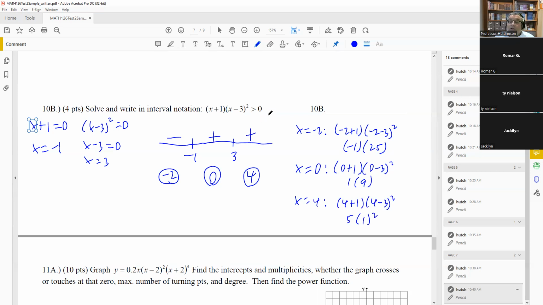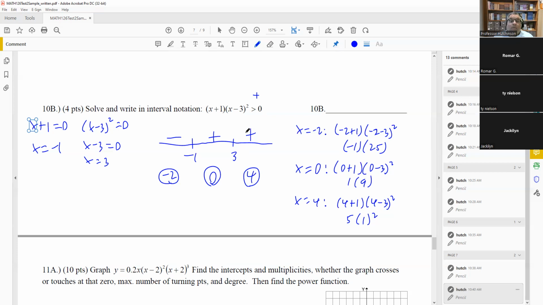Now for this, we have greater than 0. If it's greater than 0, we look for positives. If it's less than 0, we have to look for negatives. But greater than 0 means we're going to look for positives here. Now we have to be careful of whether we include the number on the number line or not. If we have a greater than or equal to symbol, that means we include the number. But because we have a greater than symbol, that means that 3 should not be included in our solution, because if I plug 3 back in here, I will get 0 is greater than 0. That's not a true statement. So that means 3 is not included.